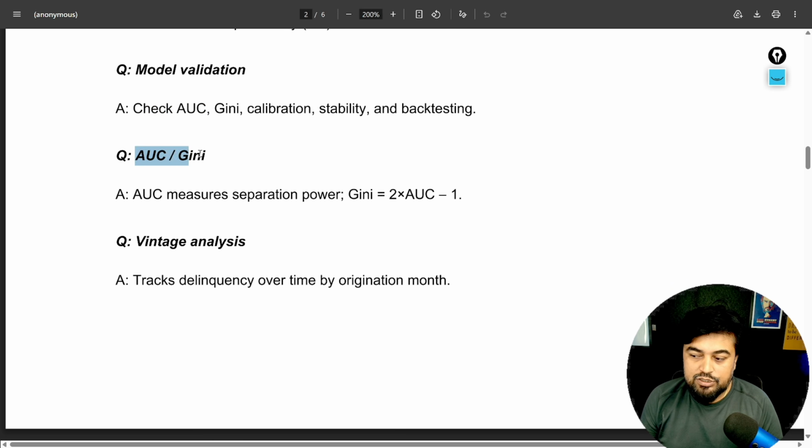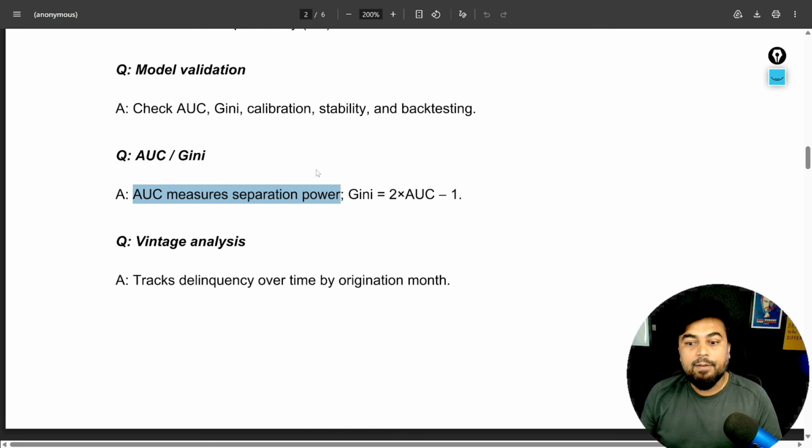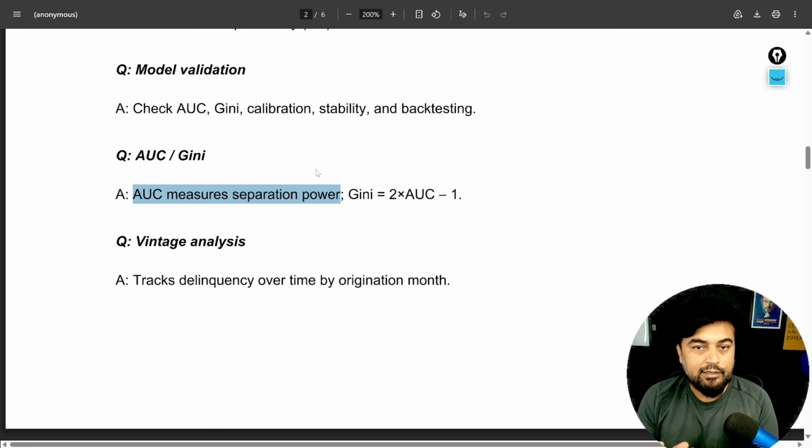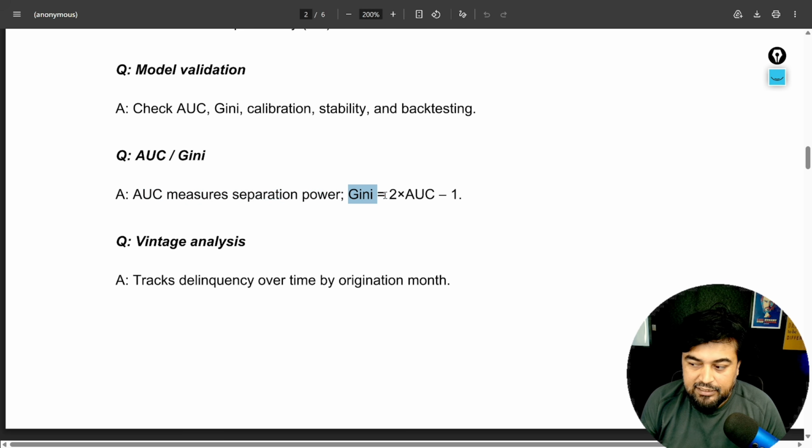Then what is AUC and Gini? Area under curve and Gini coefficient. Basically it's simple, both are associated. AUC measures separation power, the separation power of the model, good versus bad. How good is the model at separating a good customer from a bad customer? That's what we check. Then Gini, there is a formula: AUC multiplied by 2 minus 1. Simply, that's how we calculate.